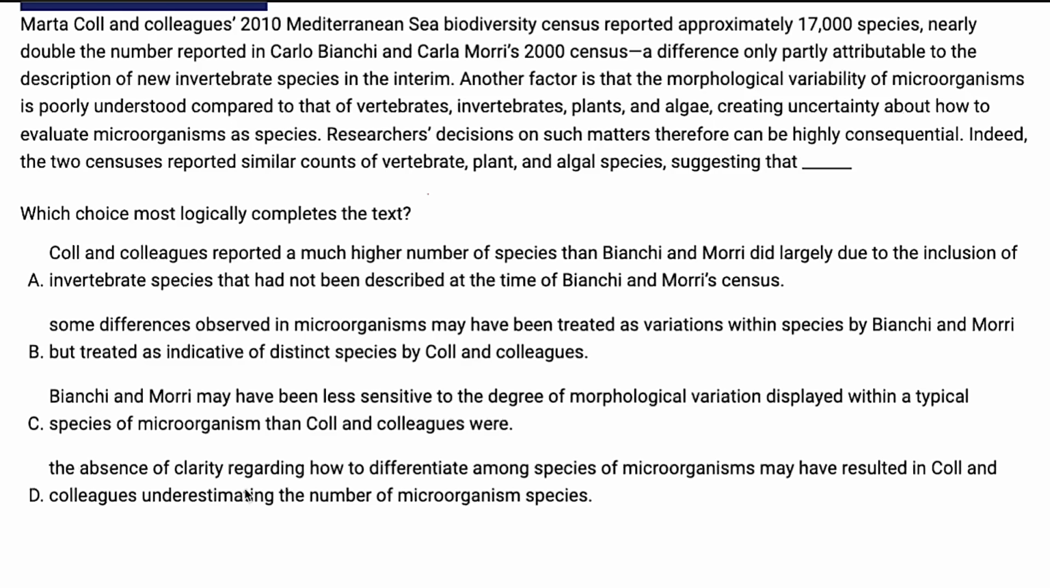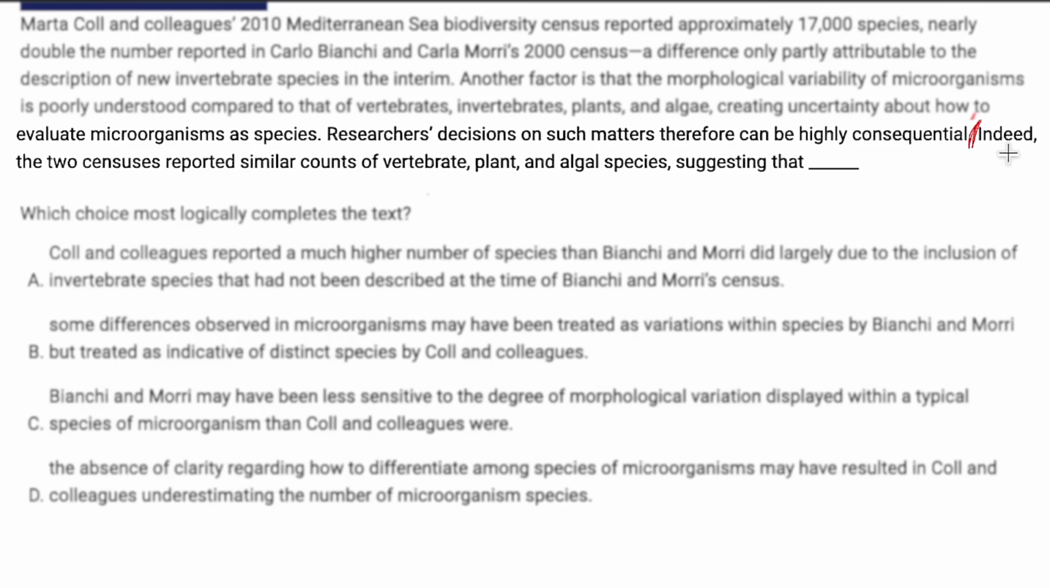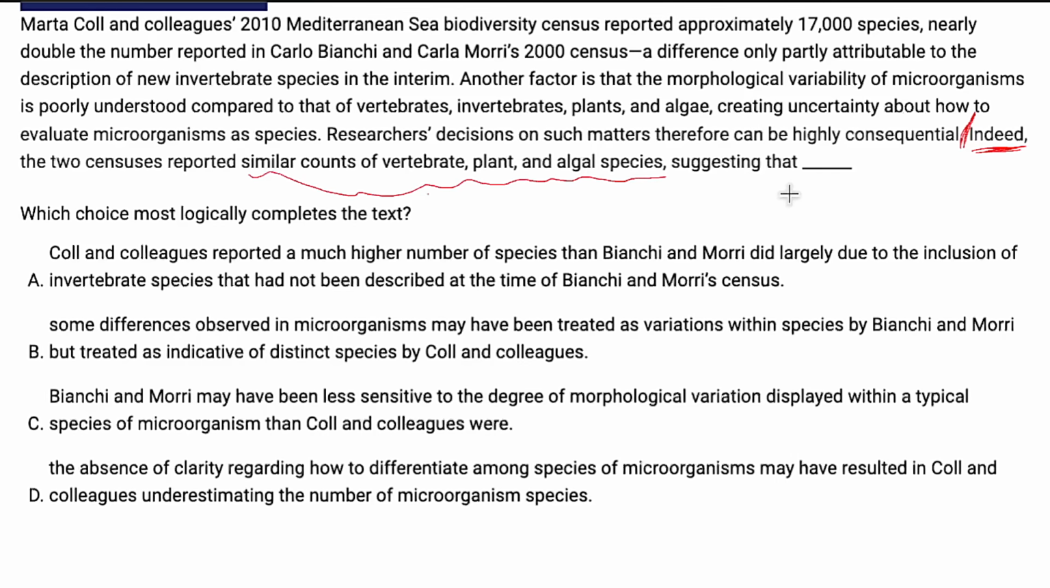So I've got a sciencey text here, and this is actually an inference question. For inference questions, I like to start with the very last sentence because it usually tells me what I'm aiming for. There's a transition word: "Indeed." What does indeed mean? Indeed is sort of expanding on whatever came before it, so I know that'll probably be helpful. "Indeed, the two census reports reported similar counts of vertebrate, plant, and algal species, suggesting that blank."